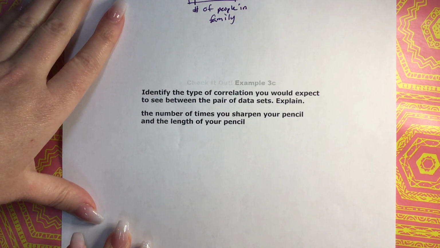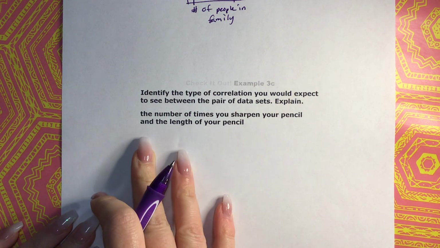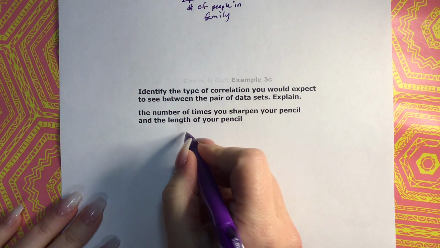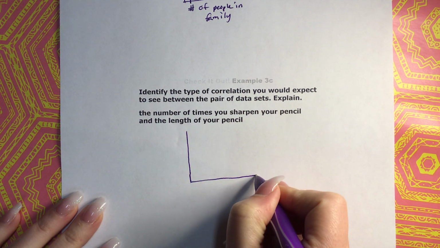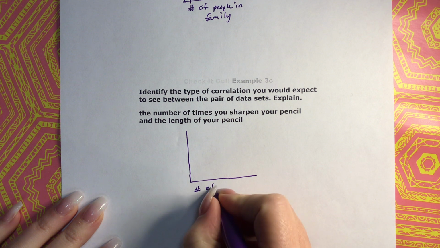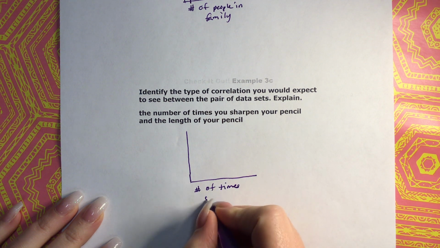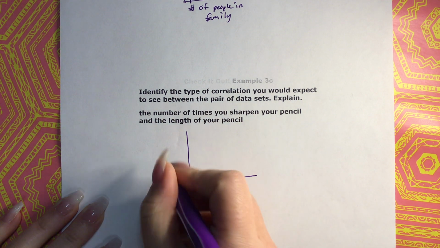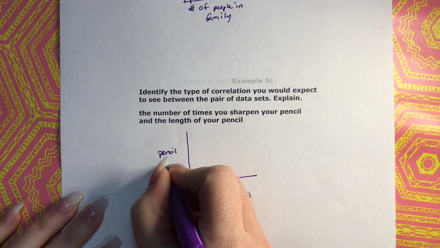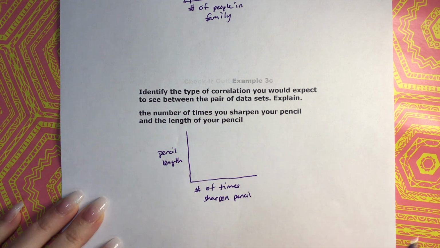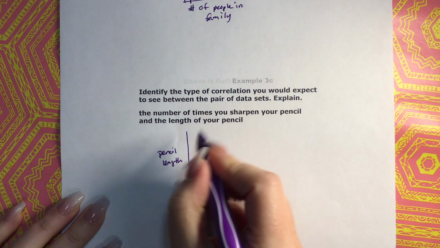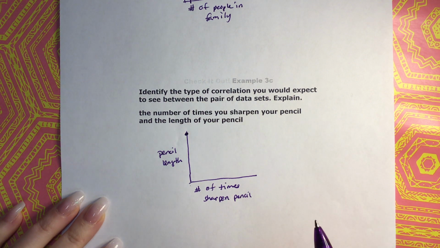All right, let's look at the next one. The next problem says the number of times you sharpen your pencil and the length of your pencil. Okay, this one's interesting. So number of times you sharpen pencil and pencil length would be here. Let's say you haven't sharpened your pencil at all. So that's 0 times. I would say the pencil length would be the biggest that it can be.